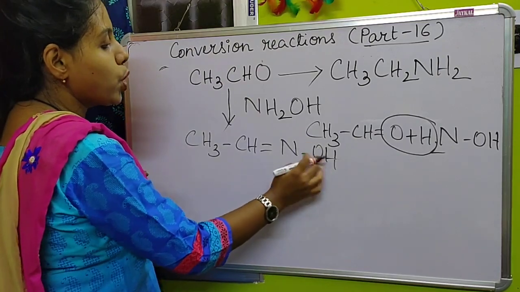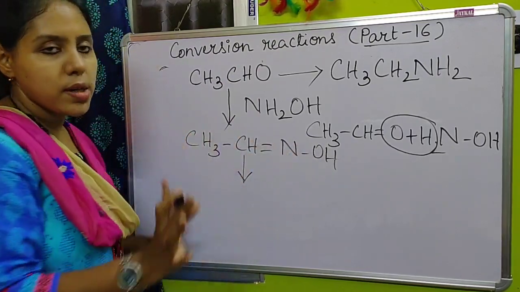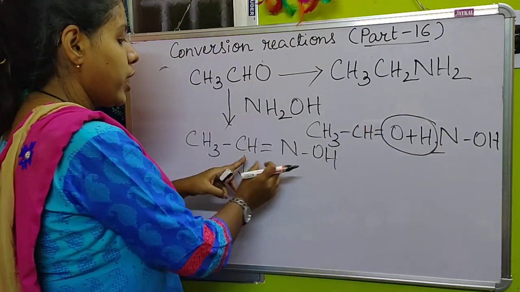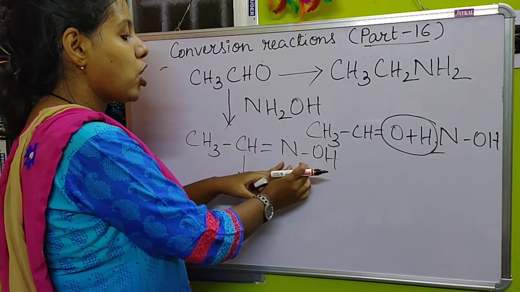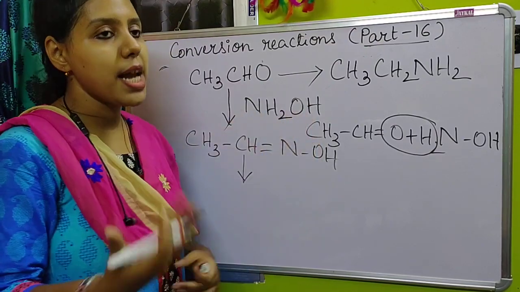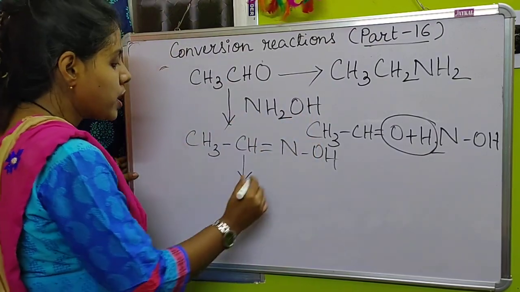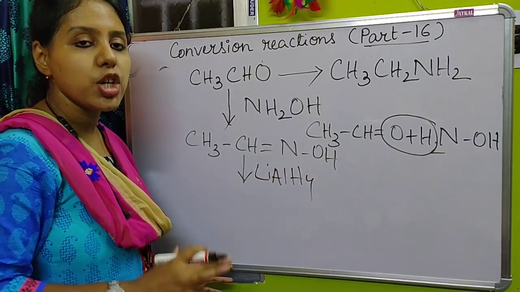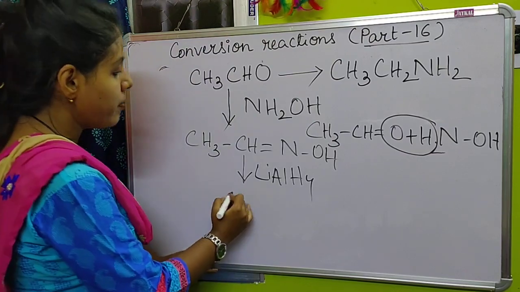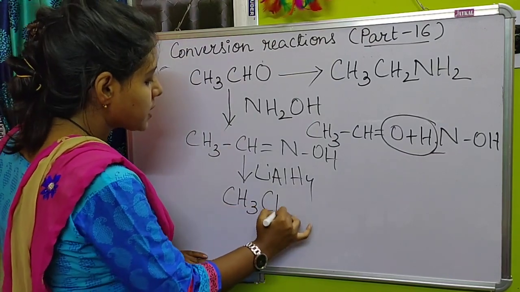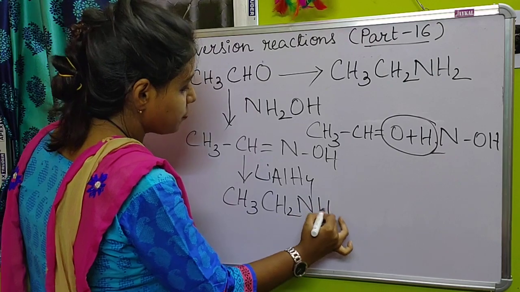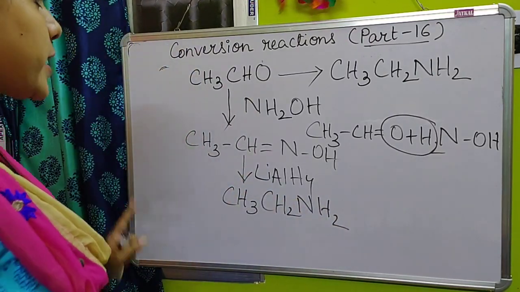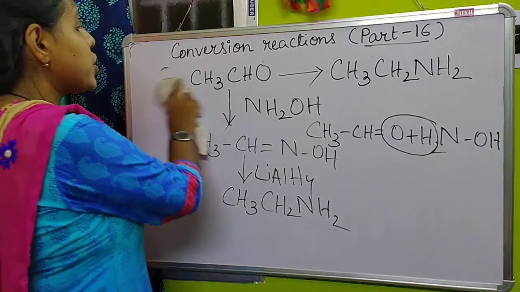Now we want to remove this OH, that means remove the oxygen here, and here we also need hydrogen. So that means we have to do a reduction reaction. We could add lithium aluminium hydride, or you could add hydrogen in presence of nickel. As a result we get CH3CH2NH2, the expected product that we want to produce here. So these are all conversion reactions.